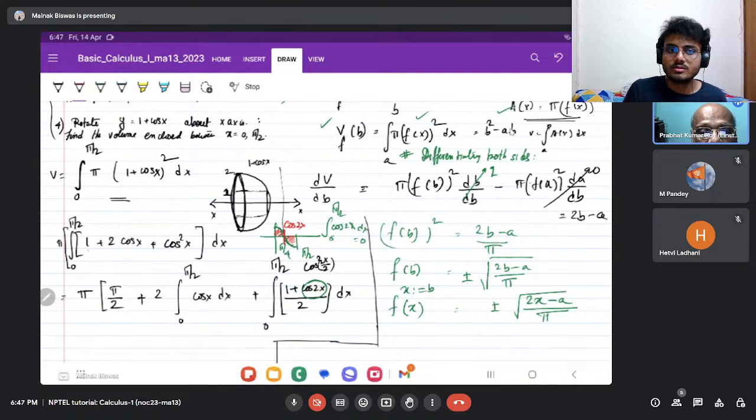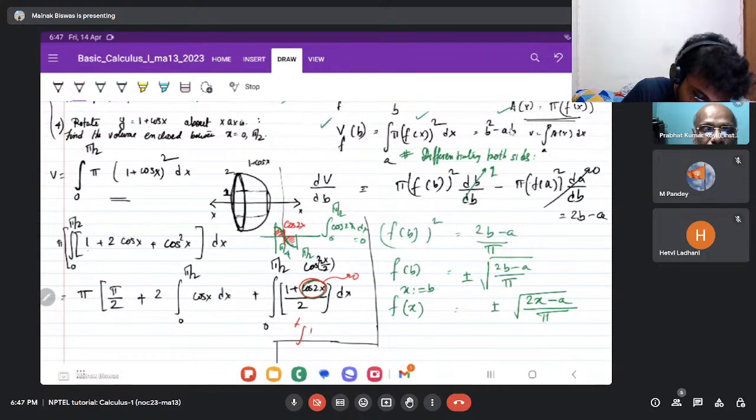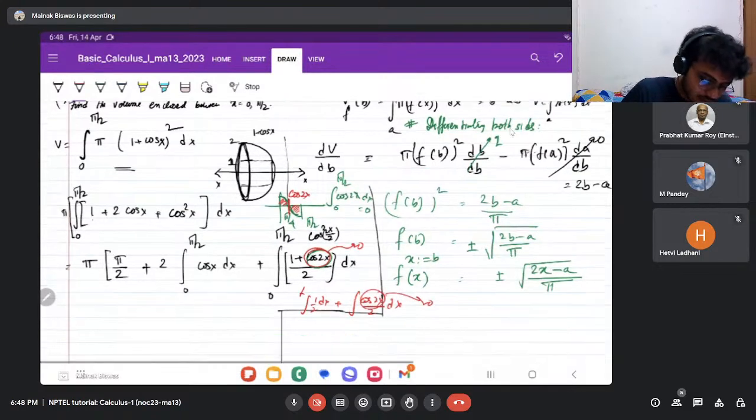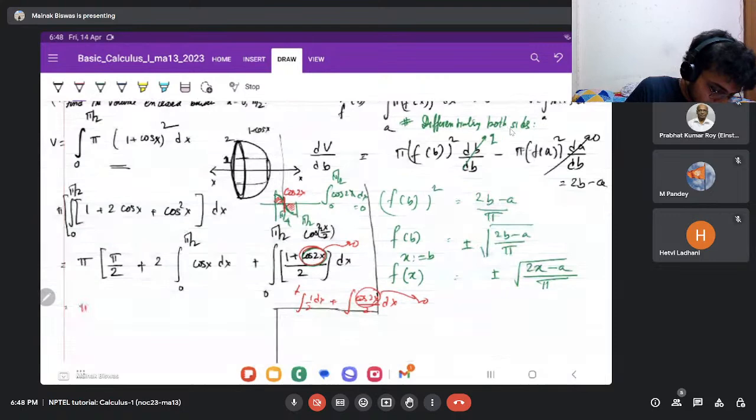Now on the third integration here. I'm just talking about this integral. If I separate cos 2x by 2 and the half outside separately, this cos 2x will become 0. So this is the integral of half dx plus cos 2x by 2 dx, right? Yes. So this one will become 0. This is what I meant. So this is turning out to be pi by 2.